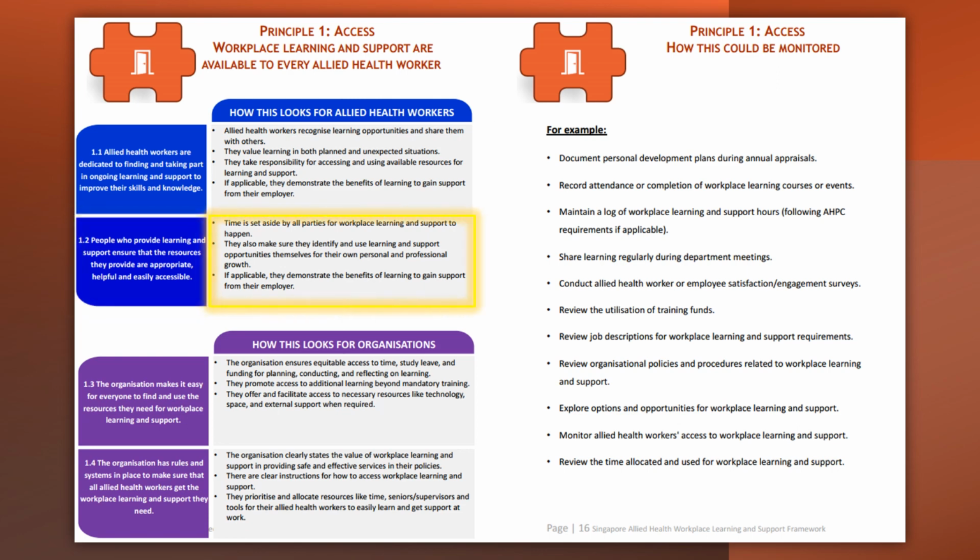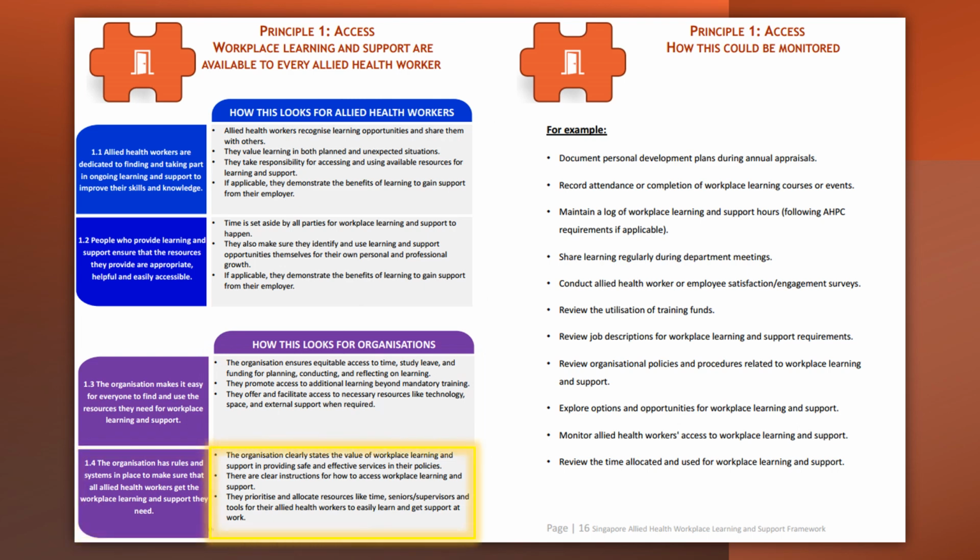Again, we have some statements about how this looks for allied health workers. Each one of these has a statement for the worker themselves and then people who are actually providing that support. This could be supervisors, mentors, line managers, anybody who has that responsibility for providing the support. We also have a section for organisations. Statement 1.3 here is that the organisation makes it easy for everyone to find and use resources they need for workplace learning and support. And again, there are some statements about how this looks for organisations.